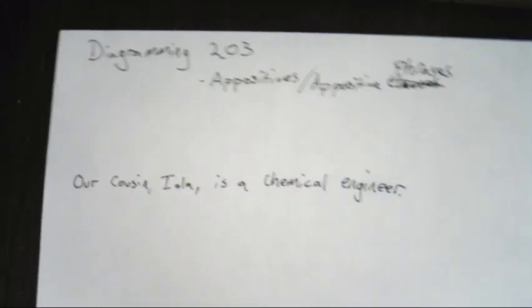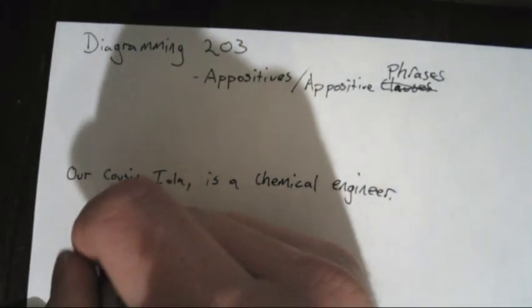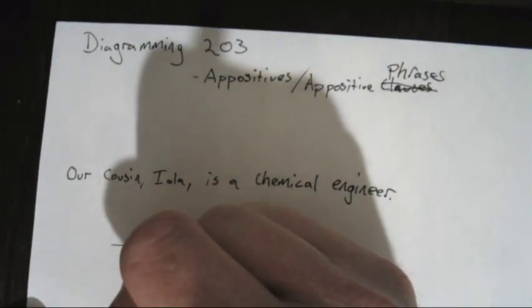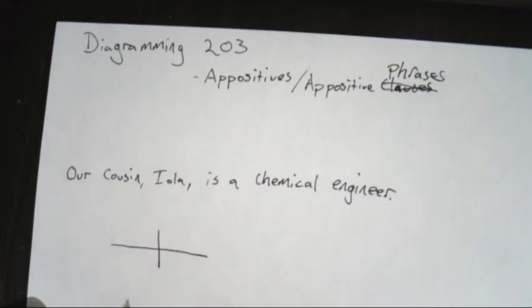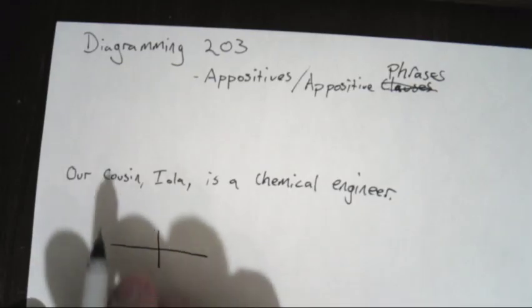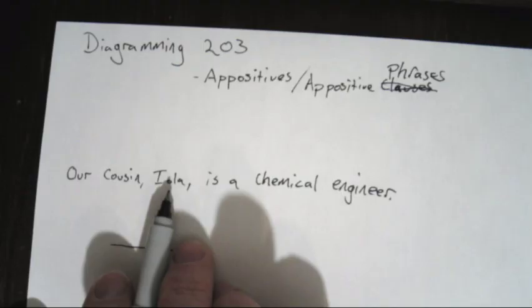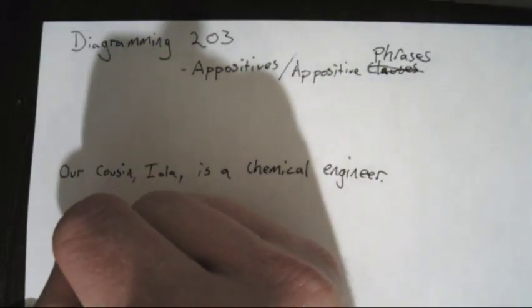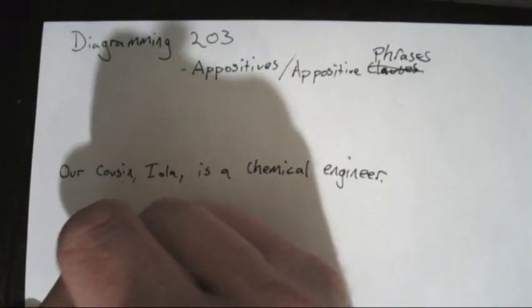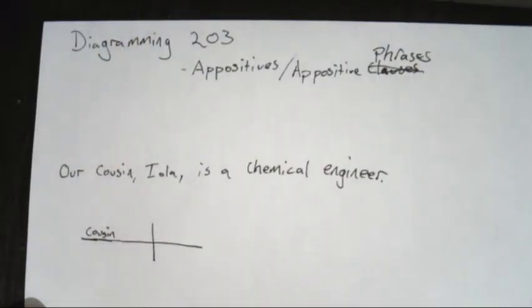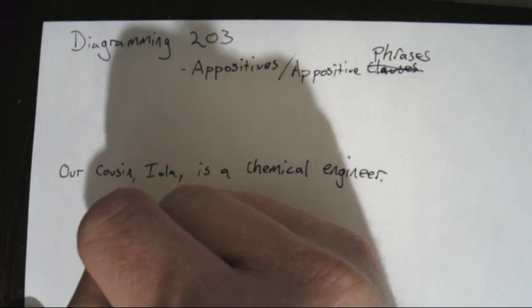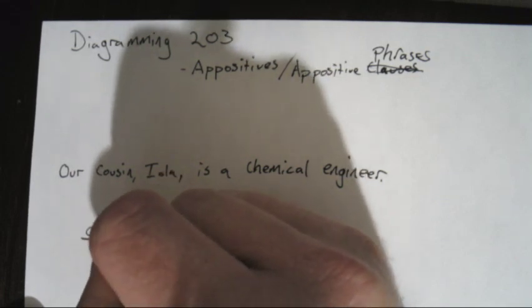So, if we're diagramming this, let's do it real quick. Draw a line. And what's the subject here? It's actually cousin. It's not Iola. It's just cousin. So, on this line, let's make it a little longer. Cousin, and then right next to it, because that's the word that's being clarified by Iola, we're going to put parentheses and then put that word in there.